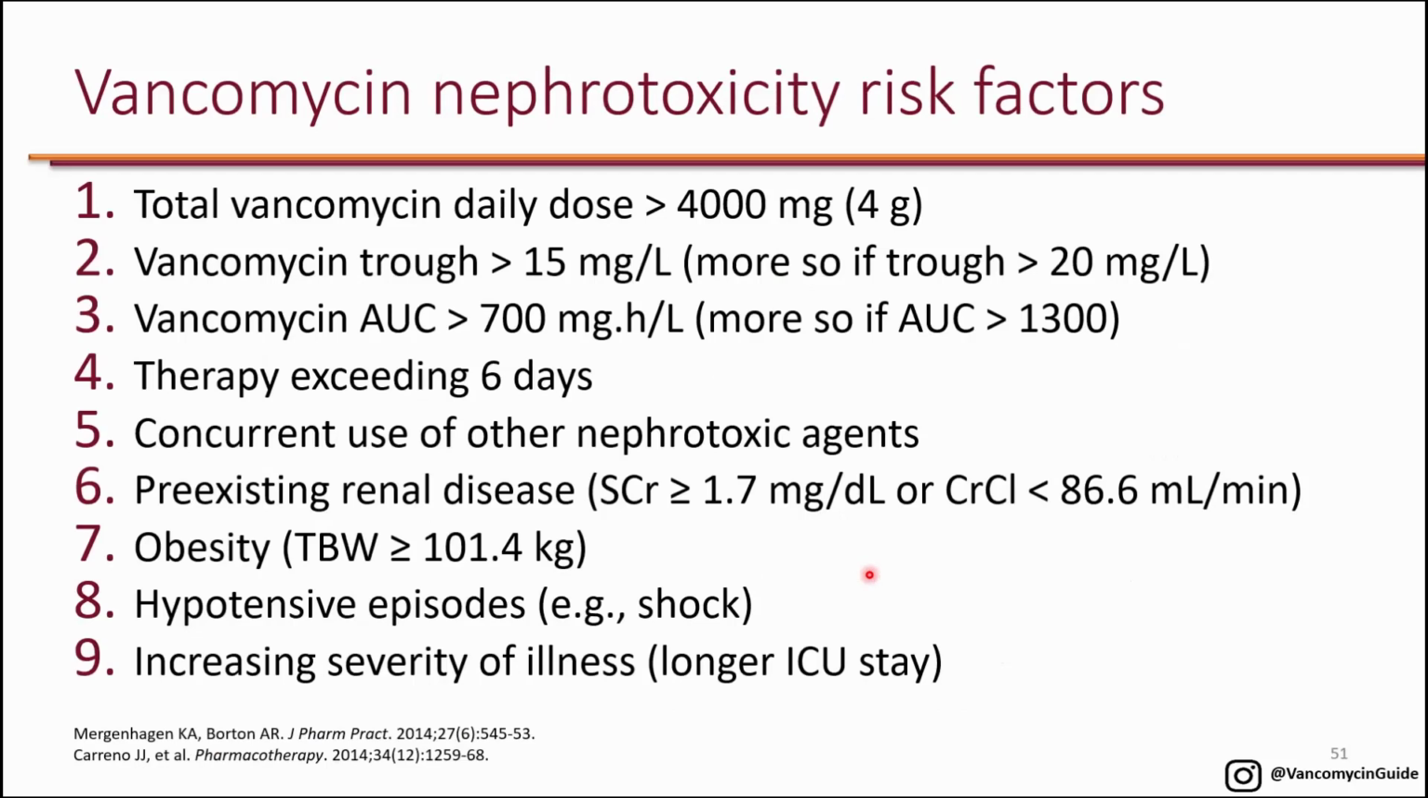And there are many risk factors for nephrotoxicity. There are a lot of studies done, and they found that if the total vancomycin daily dose is more than 4 grams or 4,000 milligrams, the patients are more likely to have nephrotoxicity. If vancomycin trough is greater than 15, which I just showed you, also if the vancomycin AUC is greater than 700, that's also nephrotoxic, and that's why the new guidelines are targeting an AUC of 400 to 600, because they don't want you to reach 700.